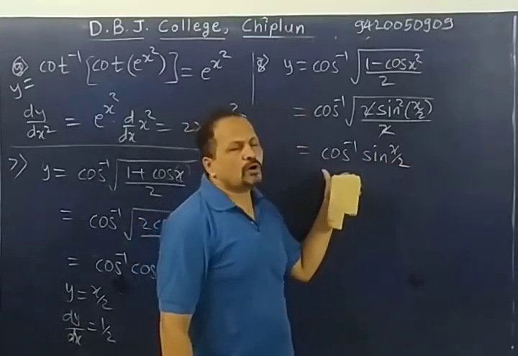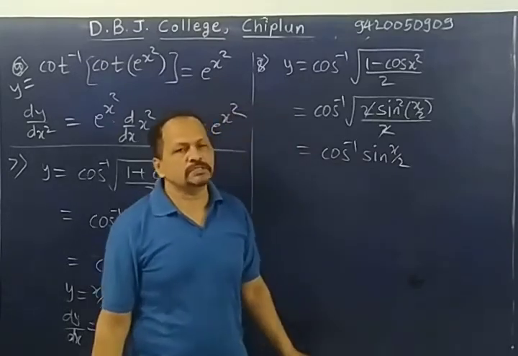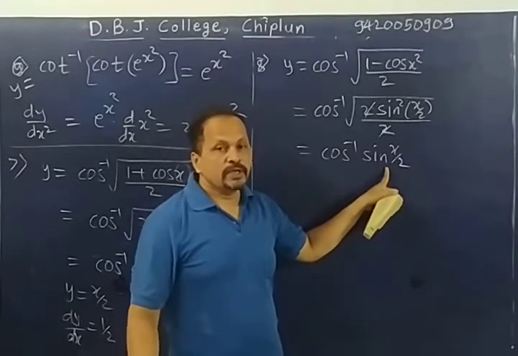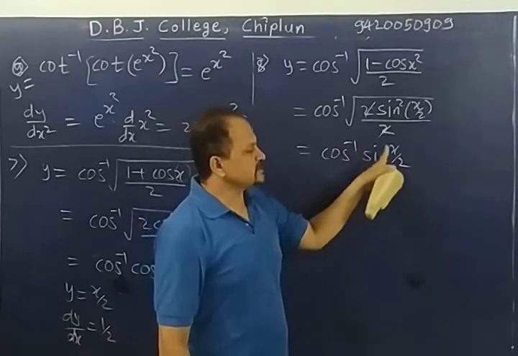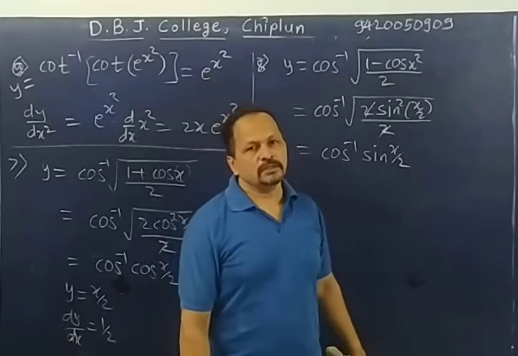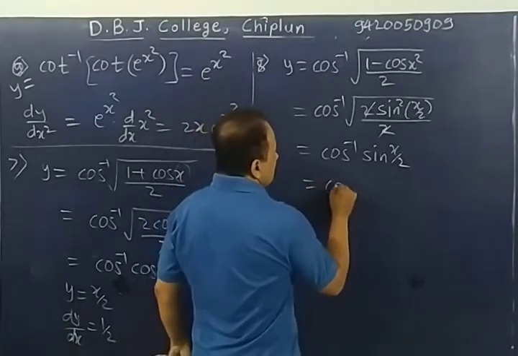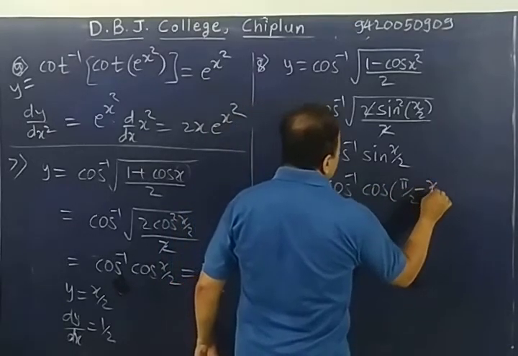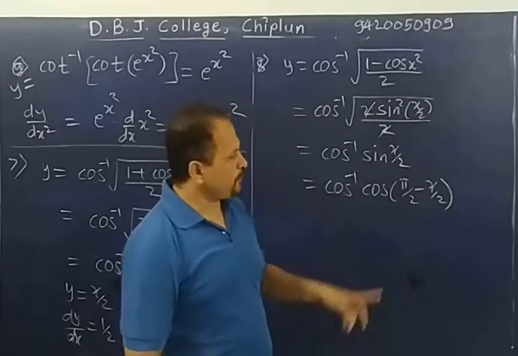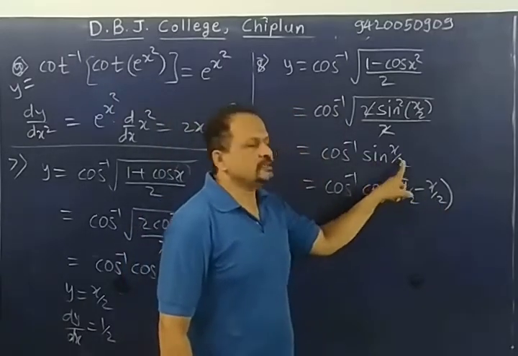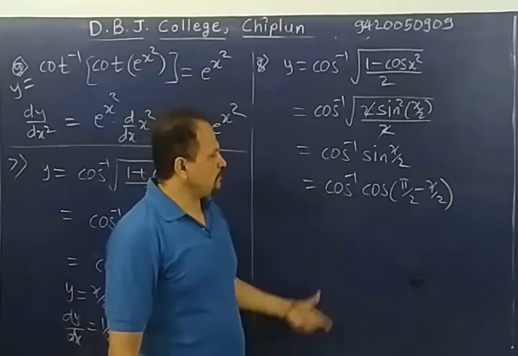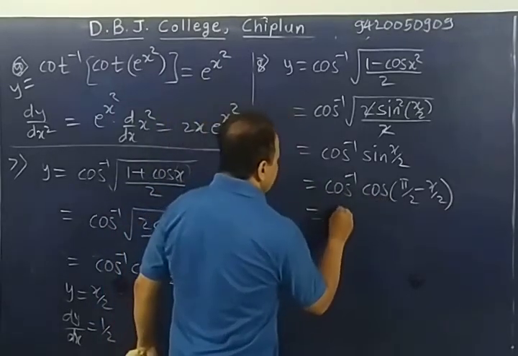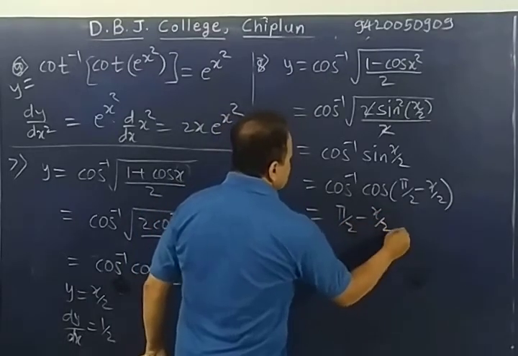Now sin and cos inverse, they are not inverses of each other. So we cannot cancel here directly. But we can certainly convert the sine function into cosine function. And using that, cos inverse cos of pi by 2 minus x by 2. Cos of pi by 2 minus theta is sin theta, 10th standard formula. Cos inverse and cos, they nullify each other. You get only pi by 2 minus x by 2.